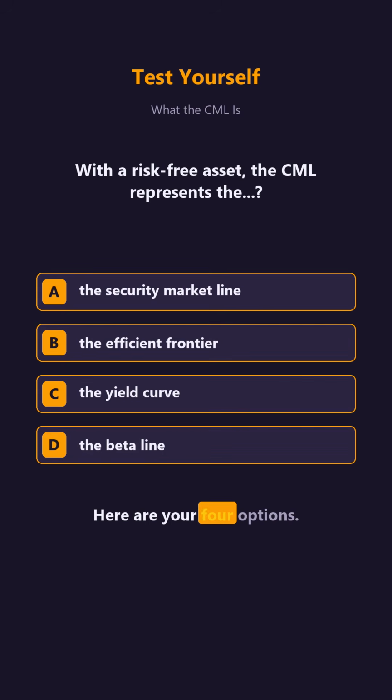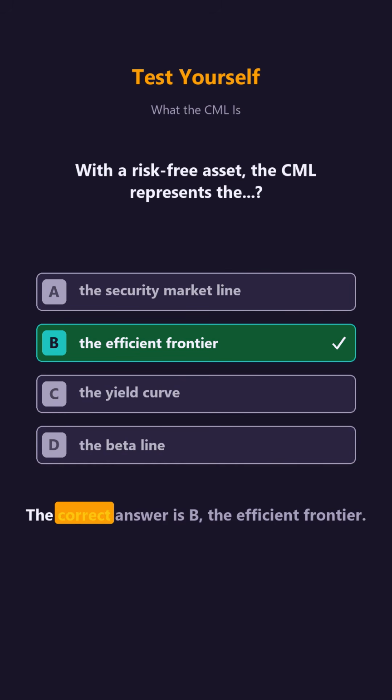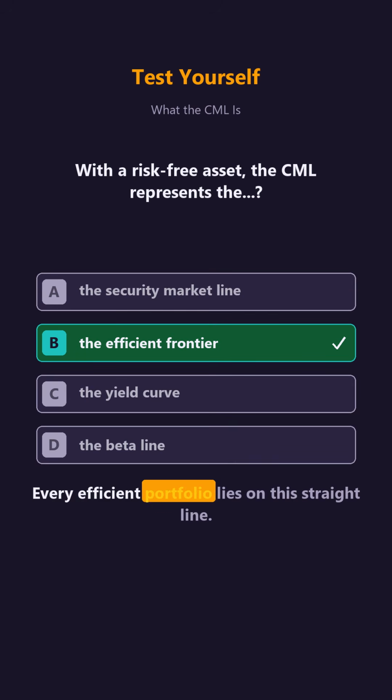Here are your 4 options. Pause the video and solve it now. The correct answer is B, the efficient frontier. Every efficient portfolio lies on this straight line.